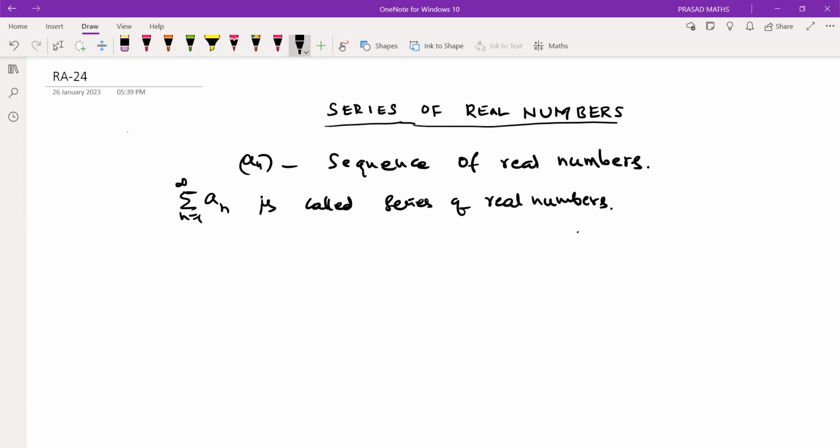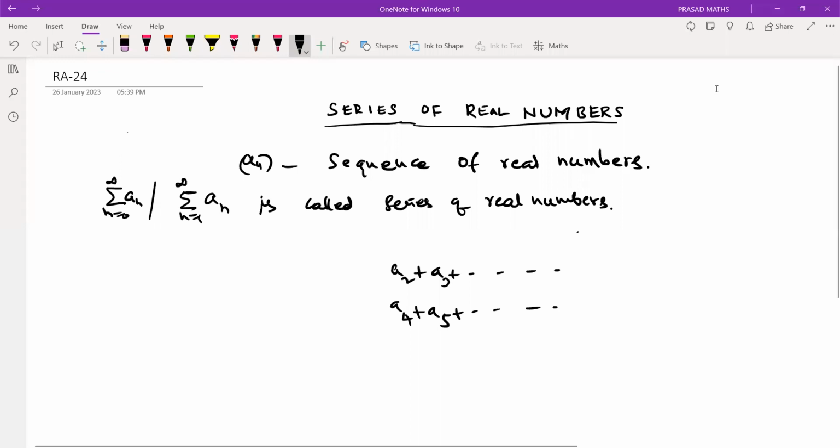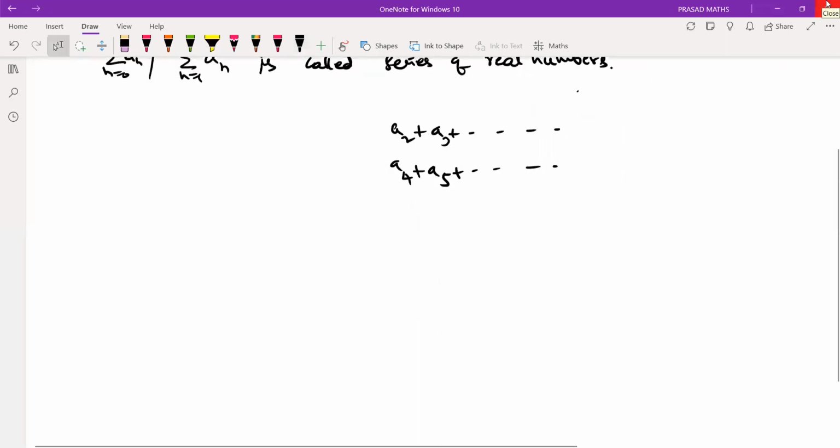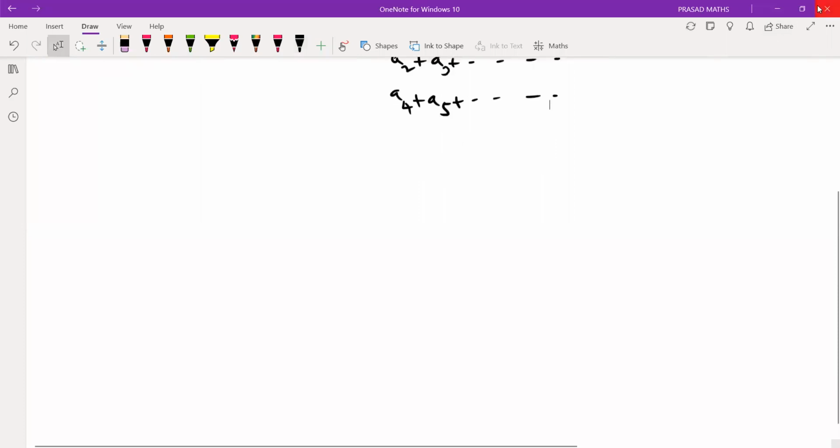In some books, it can be started with n equals 0 to infinity, or n equals 2 to infinity, n equals 3 to infinity. That doesn't matter. Suppose your series can be started with this also. That doesn't affect the convergence of the series. The behavior of the series does not change. So this is what actually a series is.